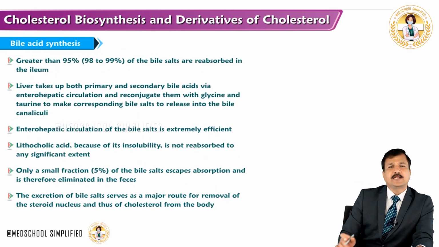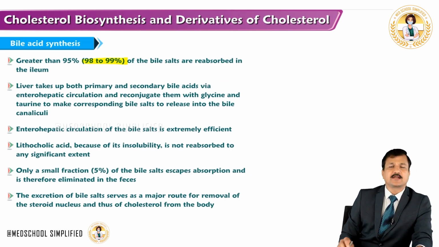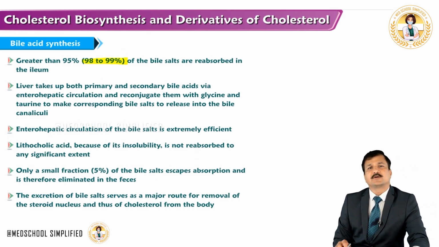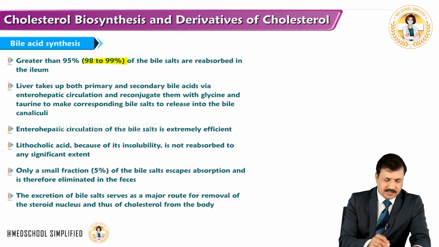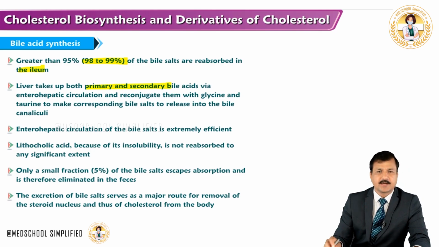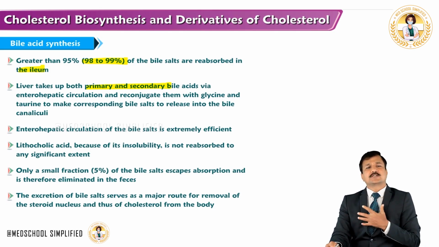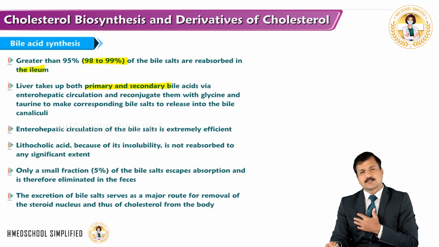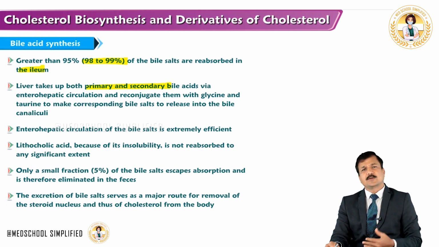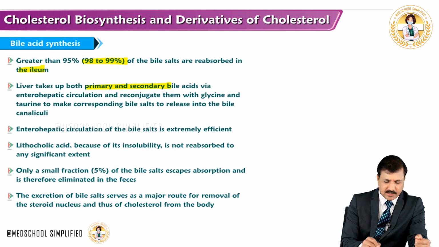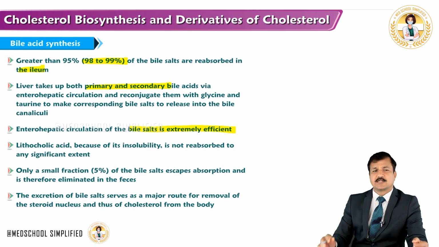Now, greater than 95%, which is about 98 to 99% of the bile acids, are absorbed in the terminal ileum. So the liver takes up both primary and secondary bile acids via enterohepatic circulation, as I explained to you earlier. They reconjugate them with glycine and taurine to make the corresponding bile salts to release into the biliary canaliculi, and that's how enterohepatic circulation of the bile salts is extremely efficient in reusing the bile salts.